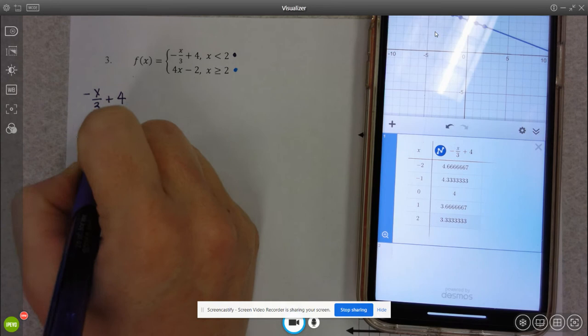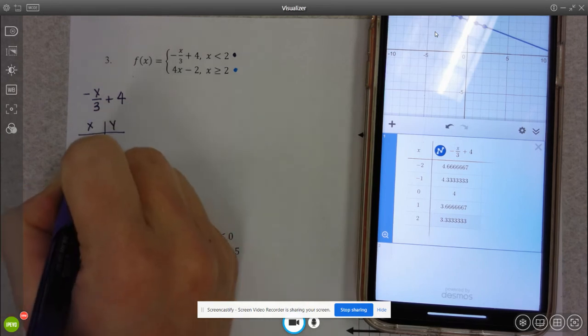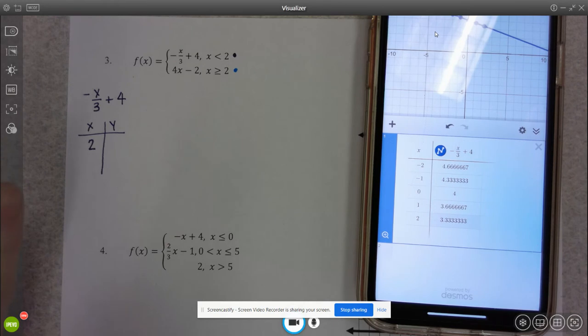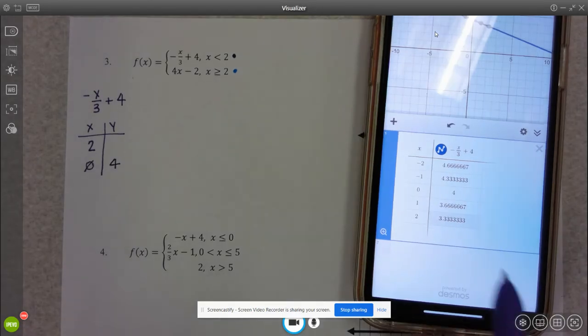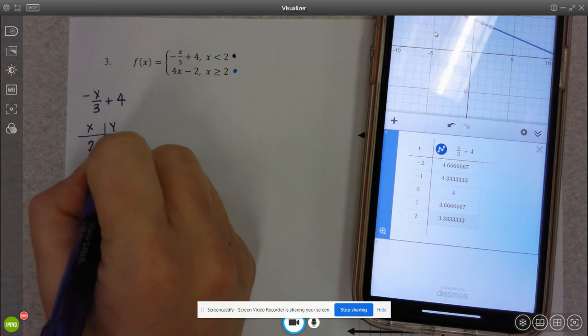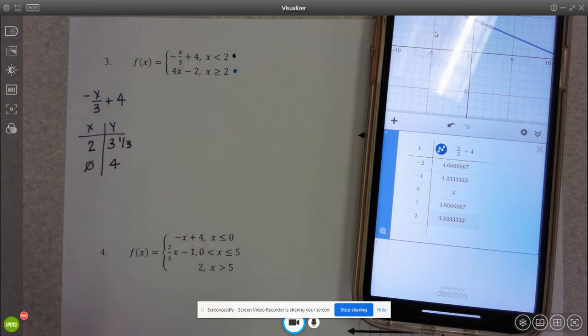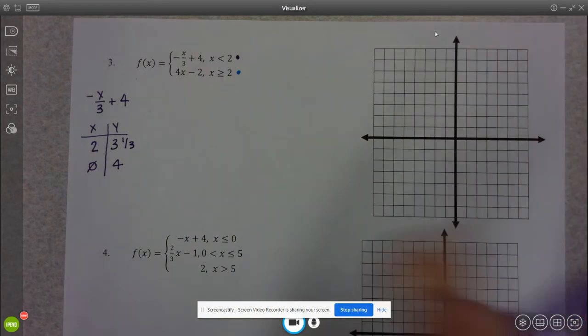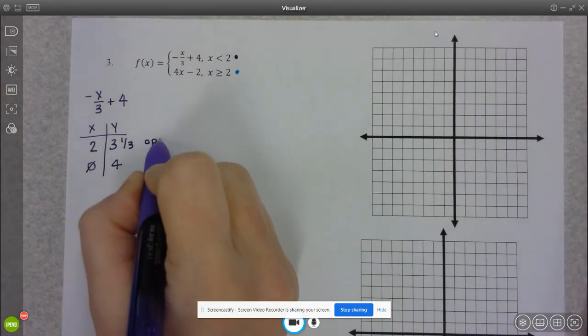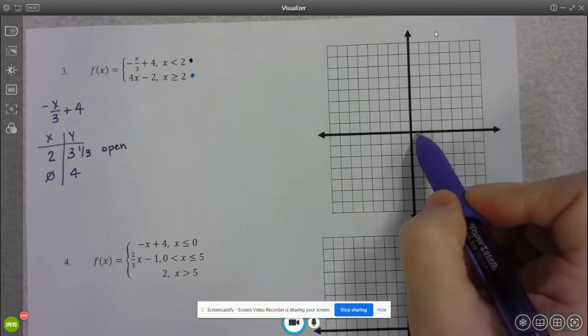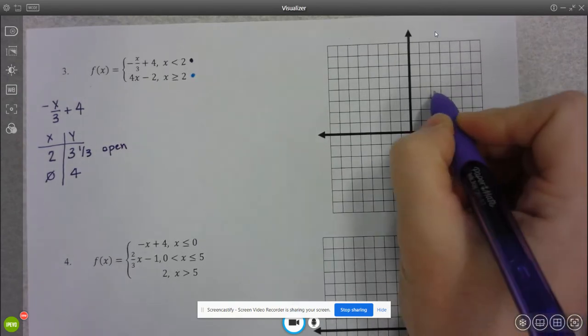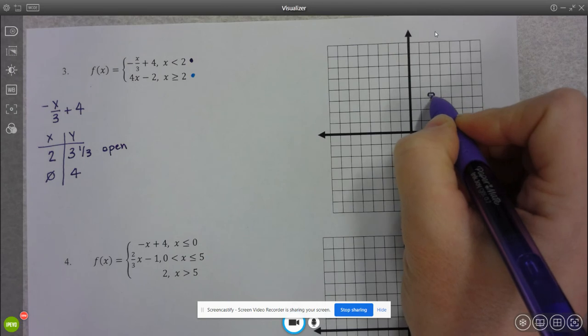Now, I still like to put my values into a table just because it makes my life easier. So I'm going to pick 0 as one of these points because it's a whole number here. So this is 3 1/3, which is going to be gross to graph, but we can do it. We got this. This is open. So here's 2 and 1, 2, 3 1/3 is like here-ish.